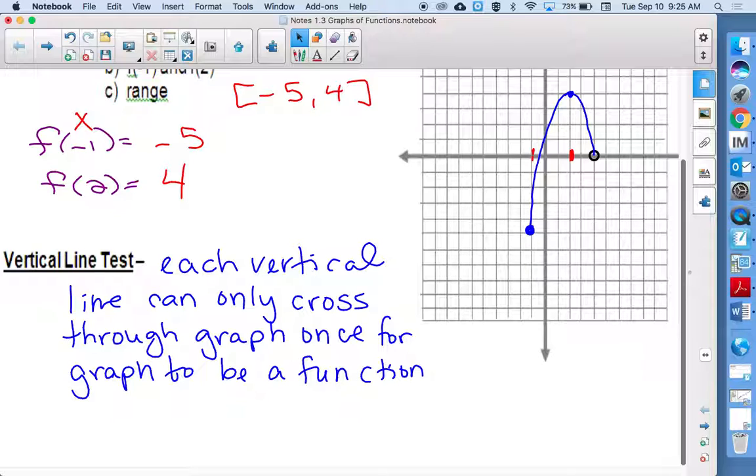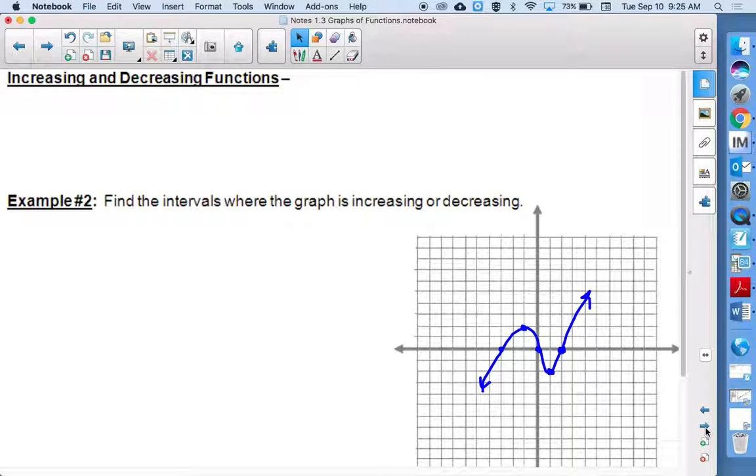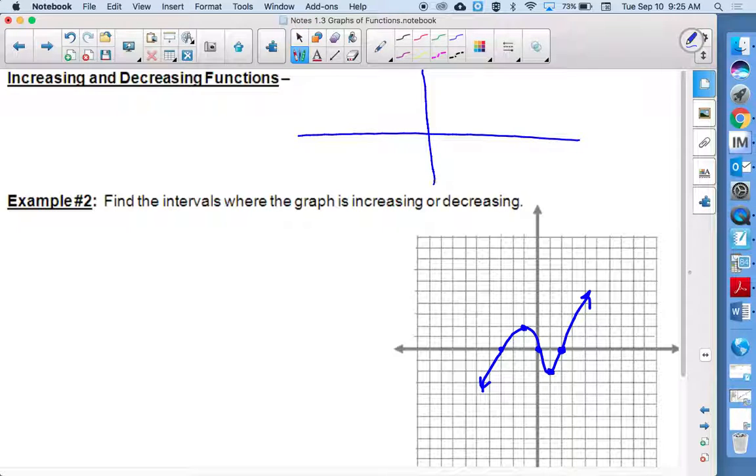The next thing underneath there, I think, is increasing and decreasing functions. So we're really going to analyze a graph. Not only are we going to look at the domain and the range, but we're also going to look at where a graph is increasing or where it is decreasing.